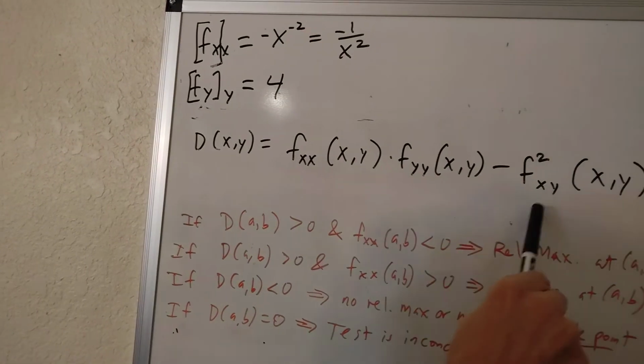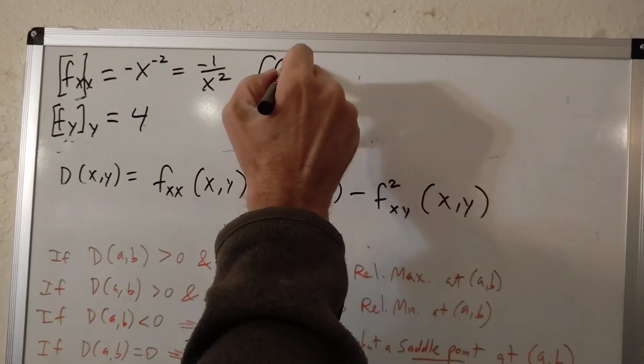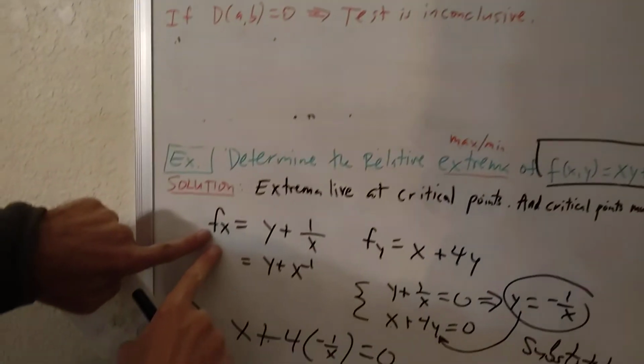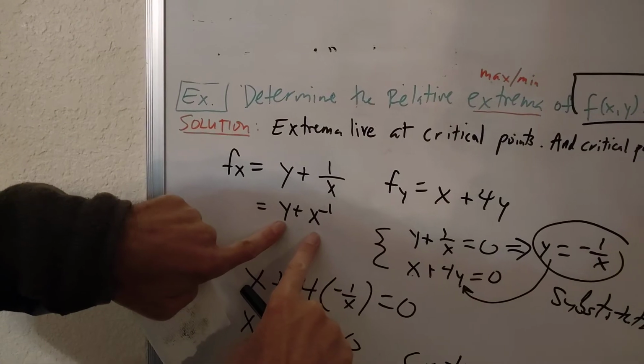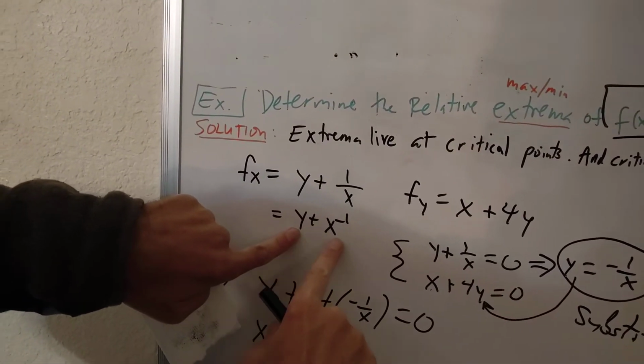Okay, and now I need the mixed partial. So let's do that. F sub x, y. So we go to f sub x and differentiate with respect to y. The derivative of y with respect to y is 1 plus, and this is just going to be 0. So just 1 is the answer.